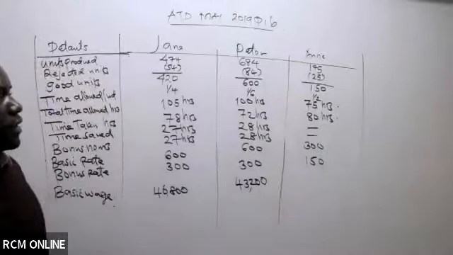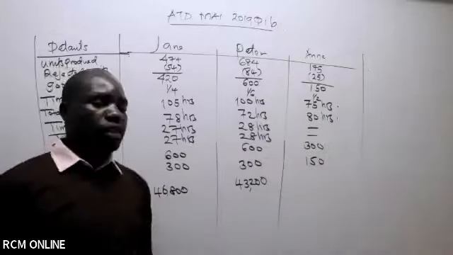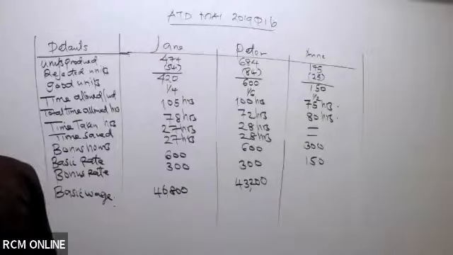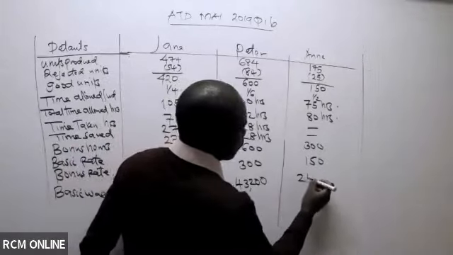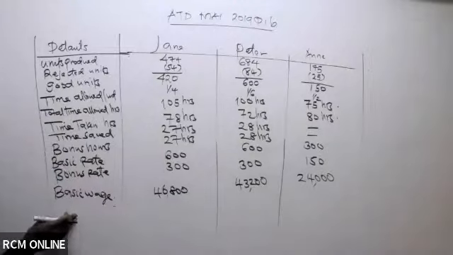Then we take the last one. 300 by 80. What is it? 300 multiplied by 80 is 24,000. That is the basic wage. So let's go to the bonus wage.